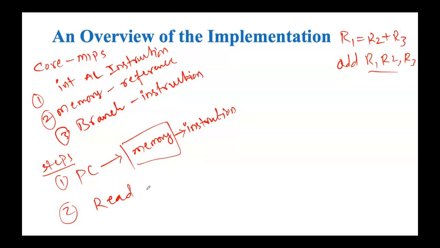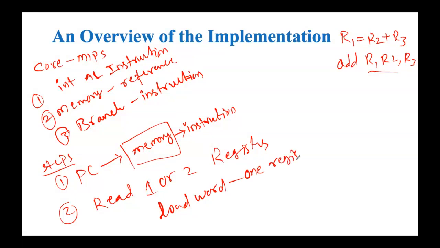Second step, read one or two registers. But suppose we have an instruction like load word, for that we need to read only one register. But most other instructions require reading two registers, like add, subtraction, AND logic operation, or OR logic operation. They must read the two registers like R2 and R3, and then the result will be loaded into R1. So in load, only one register will be read, but for all other operations, two registers will be required. And this is an example which we saw in the instruction implementation part also.